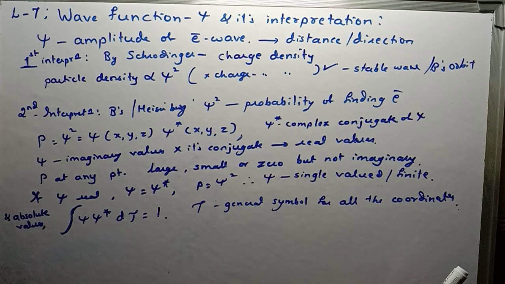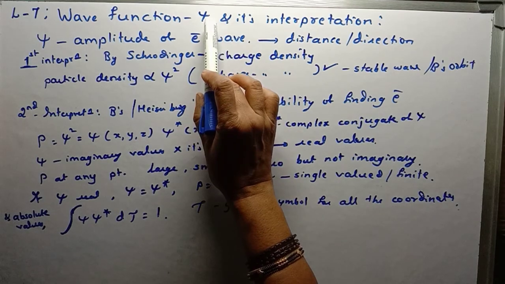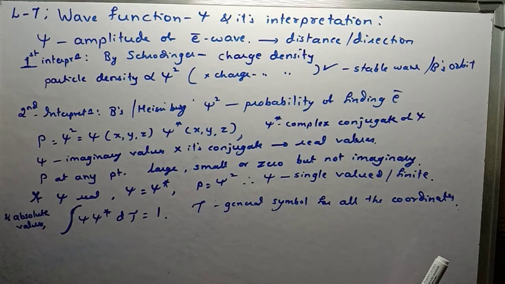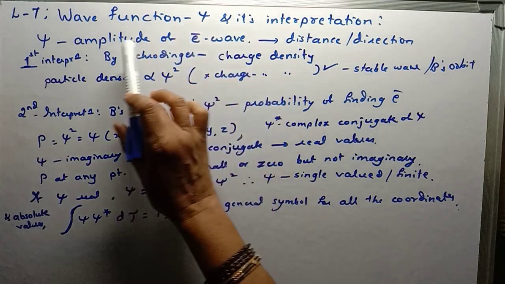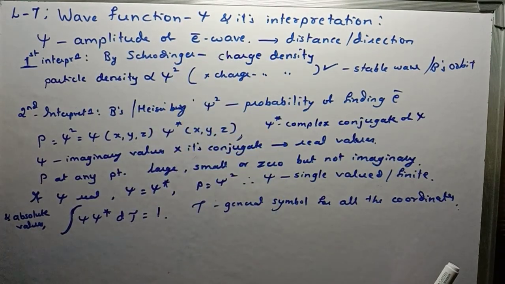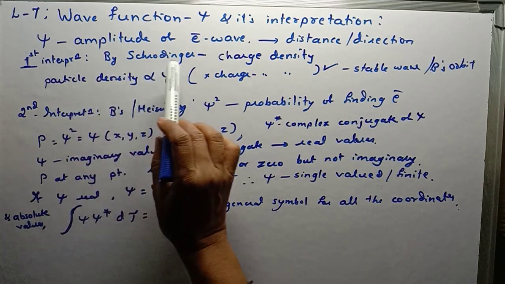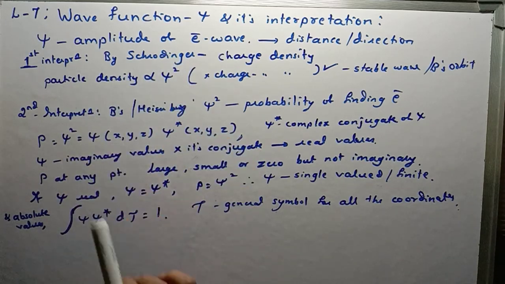Okay, so the wave function, which is represented by psi. As you know, the electron has wave character, and psi is the amplitude of that electron wave, which describes the distance and the direction of the wave with respect to the nucleus. There are two interpretations. One is given by Schrodinger and the other is given by Bohr and Heisenberg.